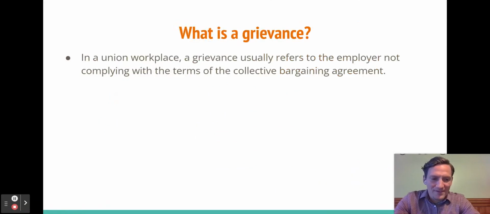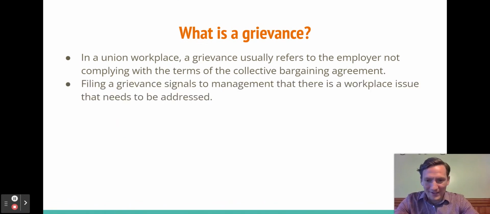All right, so let's talk about what a grievance actually is. In a union workplace, a grievance usually refers to the employer not complying with the terms of the collective bargaining agreement. That's an issue, a problem that we have because our employers are not doing what they said they would do in writing that we all agreed upon.